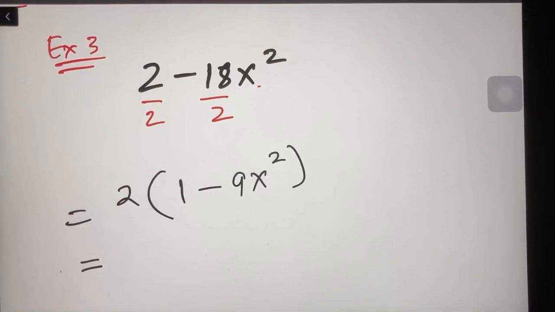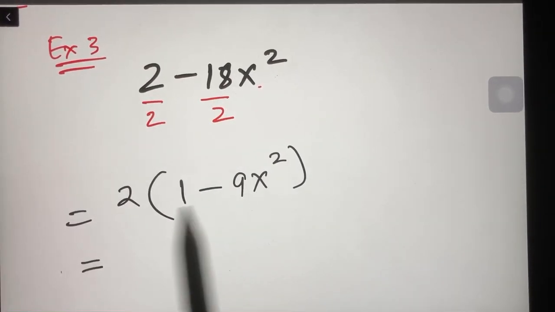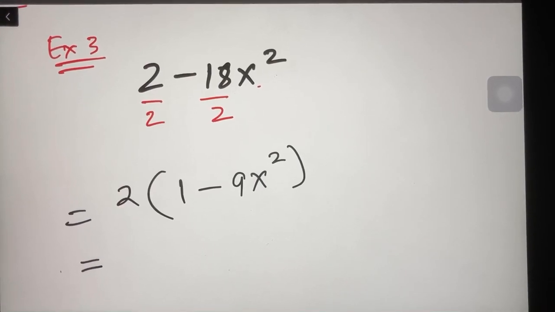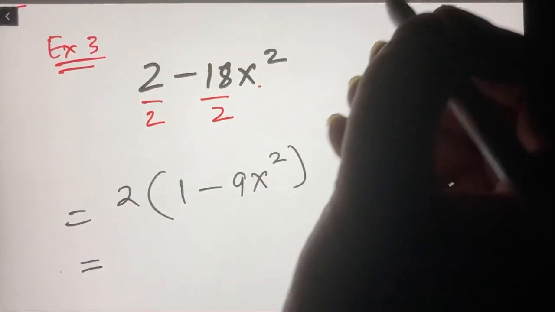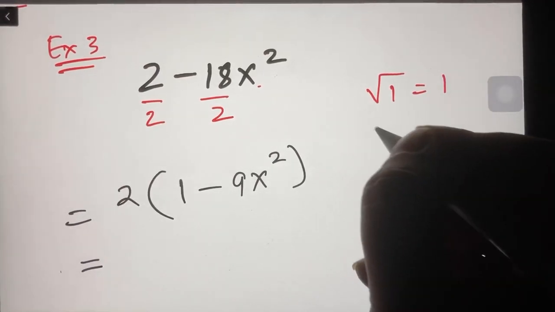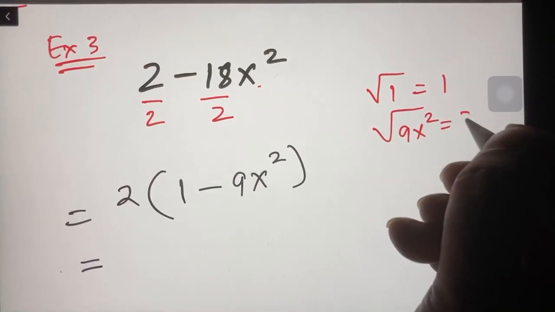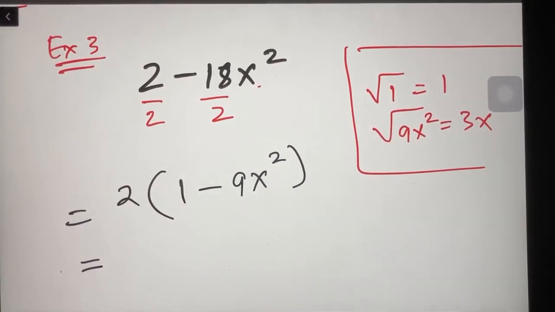So now we have actually written down this binomial as a product of two different factors, right? Now the question is, can we simplify this a little bit more? And the answer is yes, we can. So take a look at 1 and 9x square. So think of it this way. Square root of 1 is 1, square root of 9x square is 3x. So they're perfect square. So we can actually apply differences of perfect square here, right?